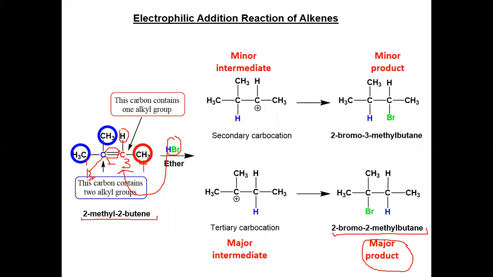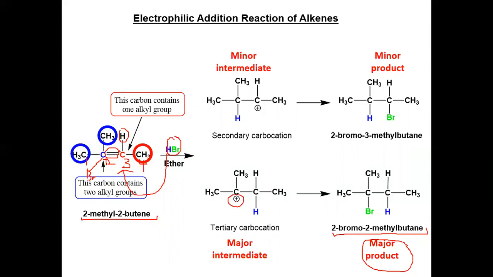H akan masuk dekat sini kan. So bila H masuk kat sini, ini akan jadi carbocation. Positive charge kat sini. Okay, kita tengok yang ni. Sebab kita tengok yang major compound. So double bond akan attach H kat sini. So H akan masuk kat sini. Sebab H akan pergi kepada carbon yang banyak H. So yang kat sini akan jadi carbocation.